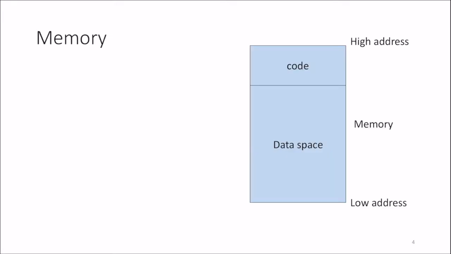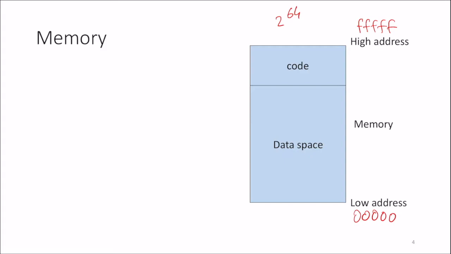So the memory organization looks like this. If you have the memory addresses, it starts from 0 and goes all the way to FFFF, however many bits you have. So if you have a 64-bit machine, 2 to the 64 is the maximum amount of memory you can address, which is quite a lot. It's 18 exabytes or so of memory.